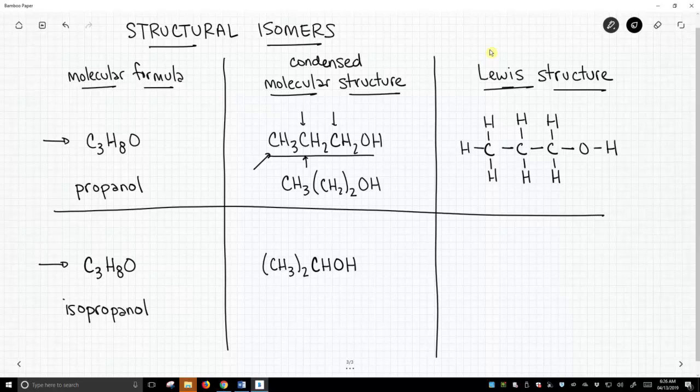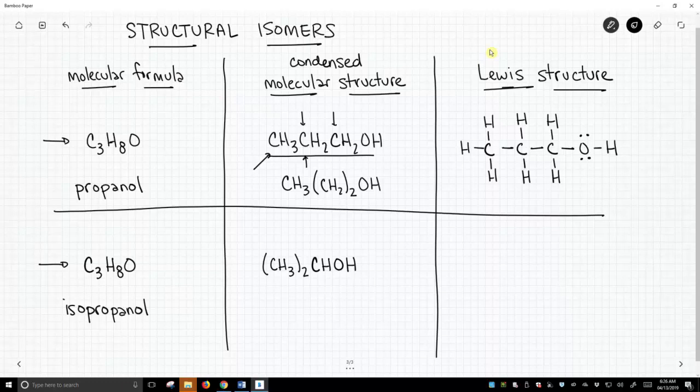Now, this oxygen is neutral, and neutral oxygens that have two bonds will have two lone pairs to satisfy the octet rule for the oxygen. So this is one structure. This is the Lewis structure for propanol. Now let's take the other form.